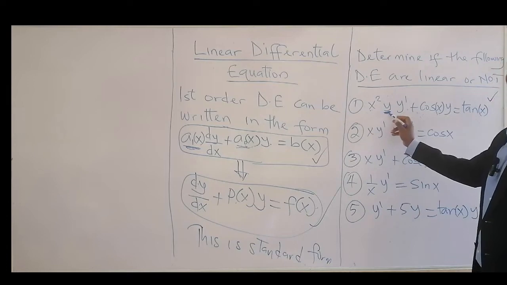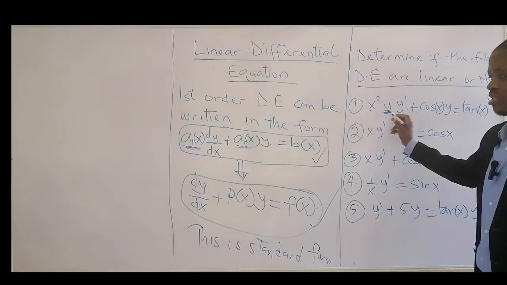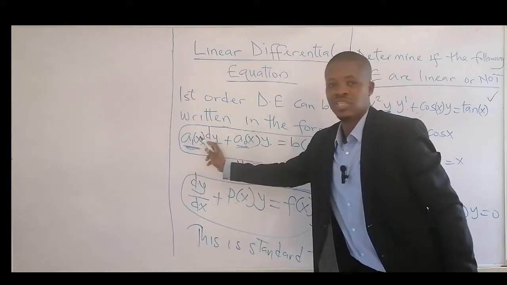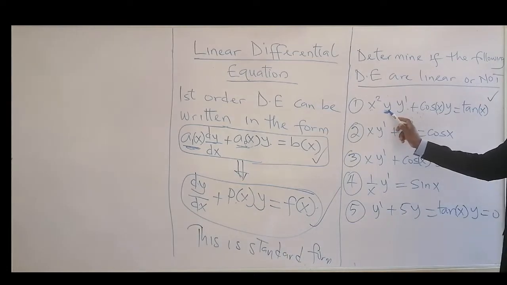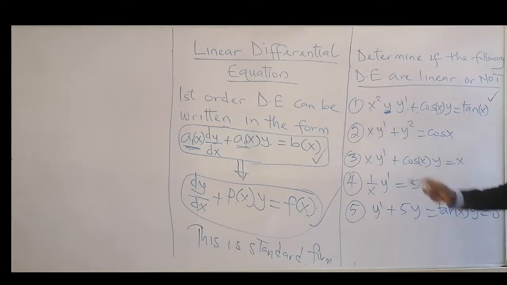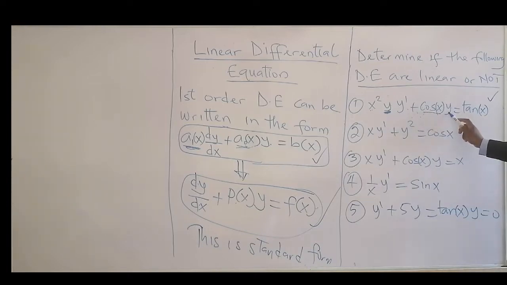So this y has already broken the rules. It must be a constant with a variable, and there is y here with a variable x. This y has really affected that, so this is not linear. This is correct, this is your p of x y. This is also okay, but with this y here, that is where the problem is. If the y were not there, we could have divided through by x squared. So this first one is not a linear differential equation.